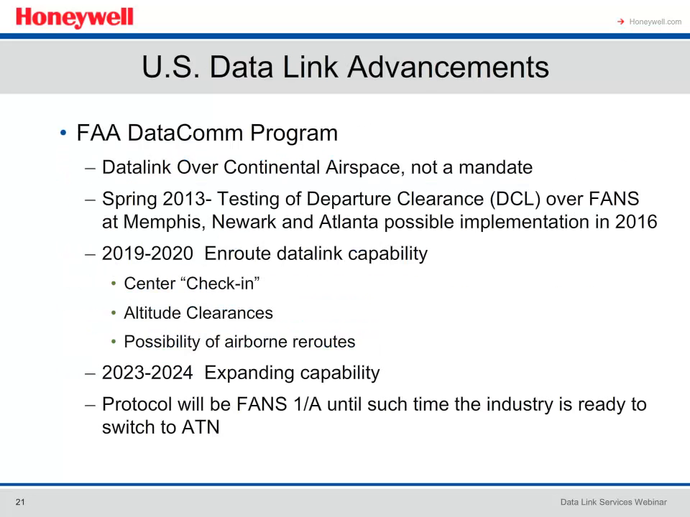The United States Datacom project is not a mandate, but is the FAA's implementation of data link services over the FANS network. Testing of departure clearances has been underway since last year, and full implementation may occur in 2016. Future expansion to include center check-in, altitude clearances, as well as airborne reroutes may be available as soon as 2019, and further expansion is expected to occur starting in 2023.